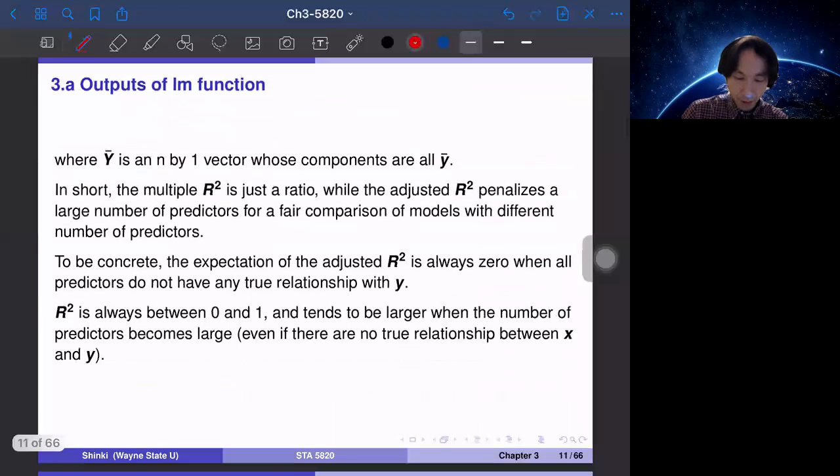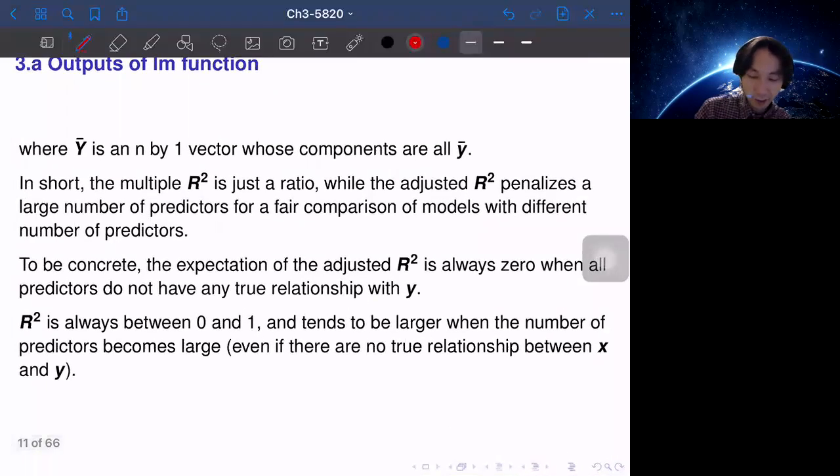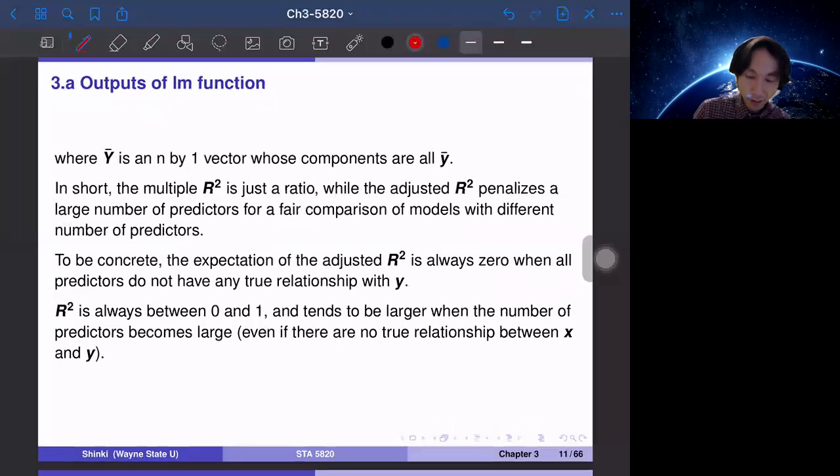Yeah, you can do some simulation, generate random numbers, and then you can sometimes get a negative R-square or adjusted R-square. The concept of adjusted R-square is to penalize a large number of predictors, for fair comparison of models with different numbers of predictors. Still, the adjusted R-square favors a larger model as a tendency, but at least it considers the number of predictors.